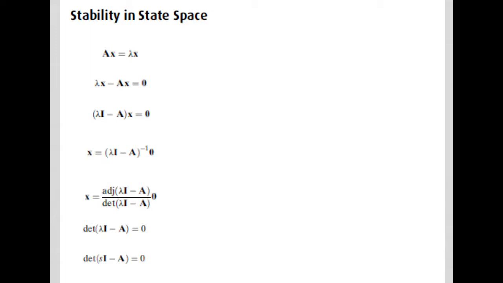So the Eigen values of the matrix are the solution of the equation. These Eigen values are actually the solution of the equation determinant of sI minus A equals 0, which also yields the poles of the transfer function.